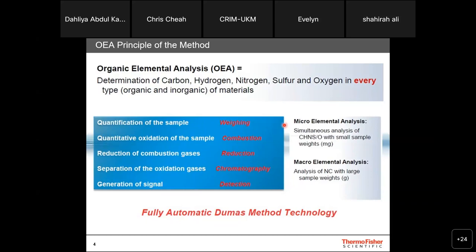Okay, so there are two applications or two terminologies that we use. One is called micro elemental analysis. It involves a small sample weight in milligrams. So this normally deals with research on, let's say, environmental samples, drinking water. For petrochemical, soil analysis, sediment and waste analysis, we likely go for macro elemental analysis, whereby the sample weight will be slightly higher. It will reach about 100 milligrams up to about 1000 milligrams. Okay, so this has to do with how we prepare our sample in the capsule.